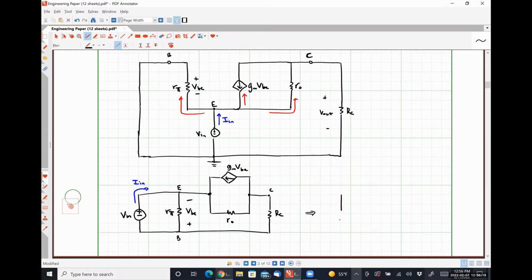What this is going to look like in my feeble-minded attempt to make sense of this thing in circuits one relationships. Here's the resistor R pi. Up here, I'm going to have R naught plus RC. And then here, I'm going to have GM VBE times R naught as my voltage. And again, my current IN.